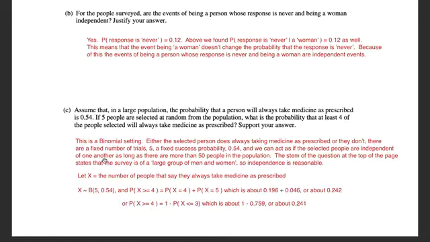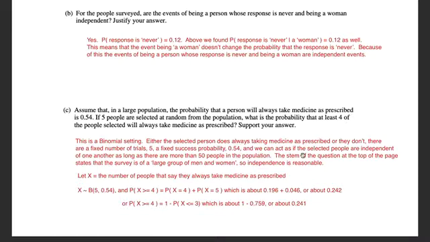This is a binomial setting, so there are 4 conditions. So there have to be 2 outcomes. So either the selected person does always take medication as prescribed or they don't. So there is a fixed number of trials, that's 5. There is a fixed success probability. We are given that as 0.54, and we can act as if the selected people are independent of one another as long as there are more than 50 people in the population. So I'm checking the 10% rule here. The sample size is 5. 10 times 5 is 50. So we have to believe that the population is more than 50.